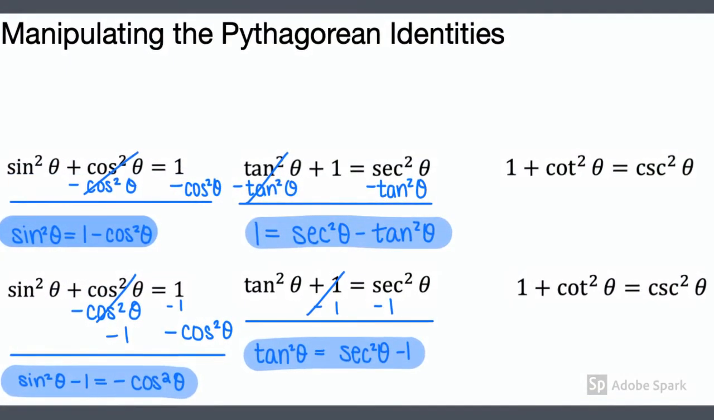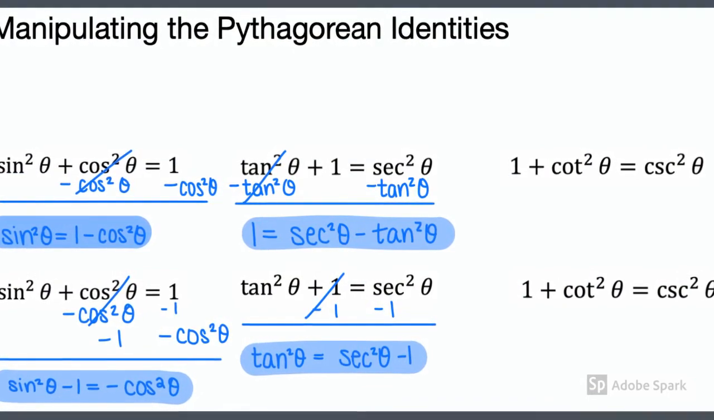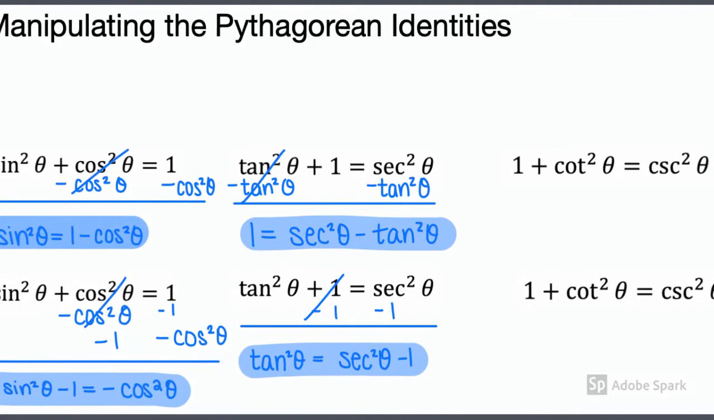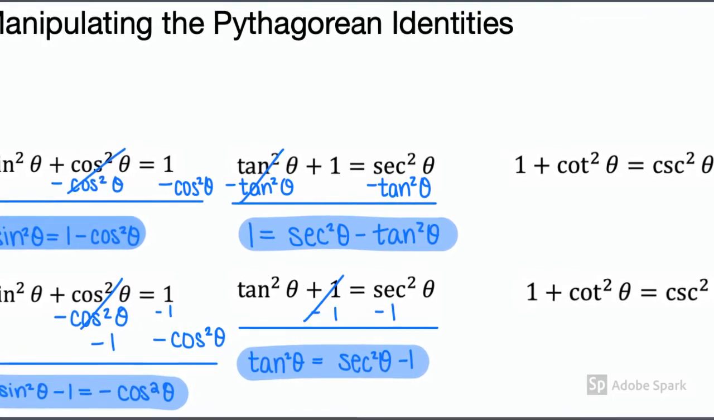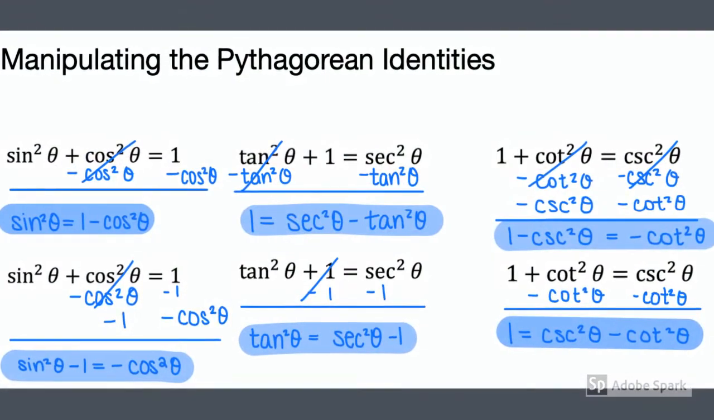Of course, you can rearrange the other versions as well. Here I showed two rearrangements of the second version, one by subtracting tangent on both sides, and the other one by subtracting 1 on both sides. You could also do it with the third version.